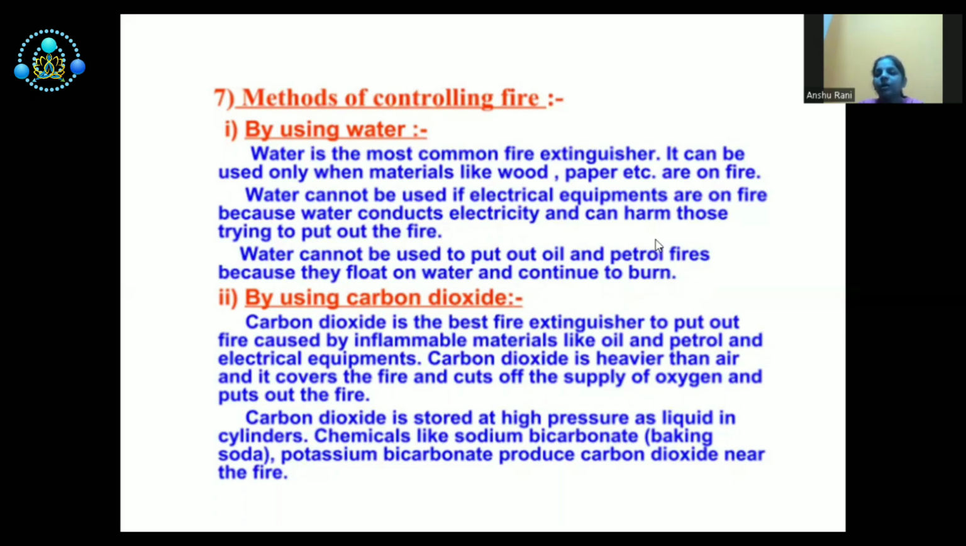Then the third method is the dry powder method, which is not mentioned here. Dry powder can be used in all the three types of fire. That is the common fire extinguisher, which you can find in our school, in our places, in and around.